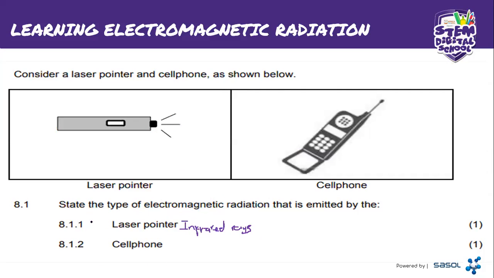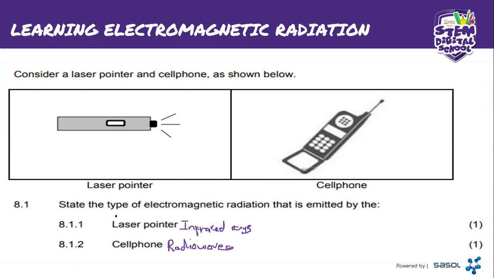And then cell phones, we definitely know that they use radio waves. Why? Because radio waves are used for telecommunications, which is what a cell phone is for, telecommunications. So there we definitely use radio waves.